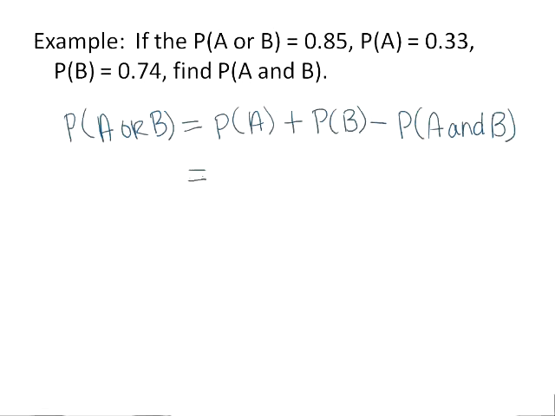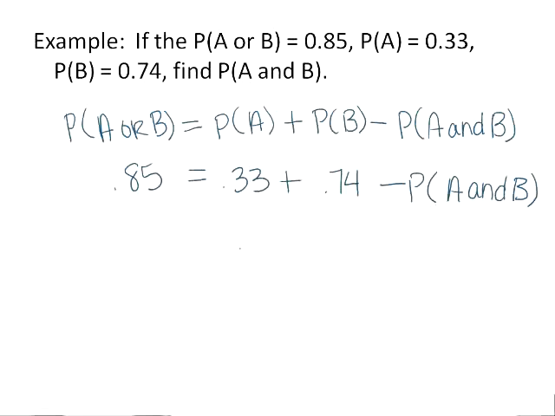So on the left-hand side of the equal sign, the probability of A or B is given as 0.85. The probability of A is given as 0.33. The probability of event B is given as 0.74. But then the unknown is the probability of the intersection, or the overlap of A and B. So we are going to have to do a little bit of algebra here in order to get the unknown by itself. So let's go ahead and add the two numbers together on the right-hand side, and that gives me 1.07.